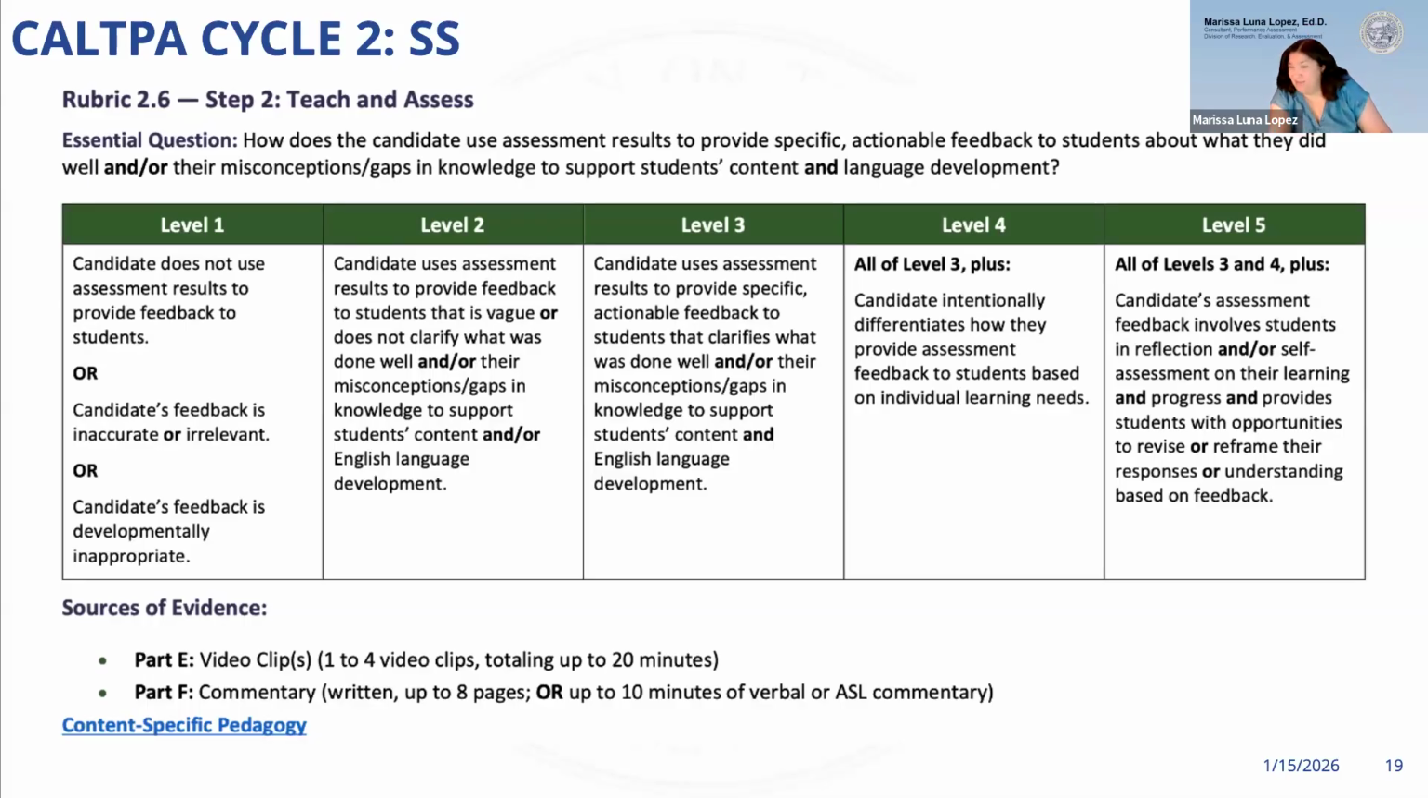Whereas in the next step, right, the specific actionable feedback is based on the summative assessment. That could be something that's written out, a separate video, things of that nature. So that's what we're looking at in this section. So any questions here? Any thoughts?